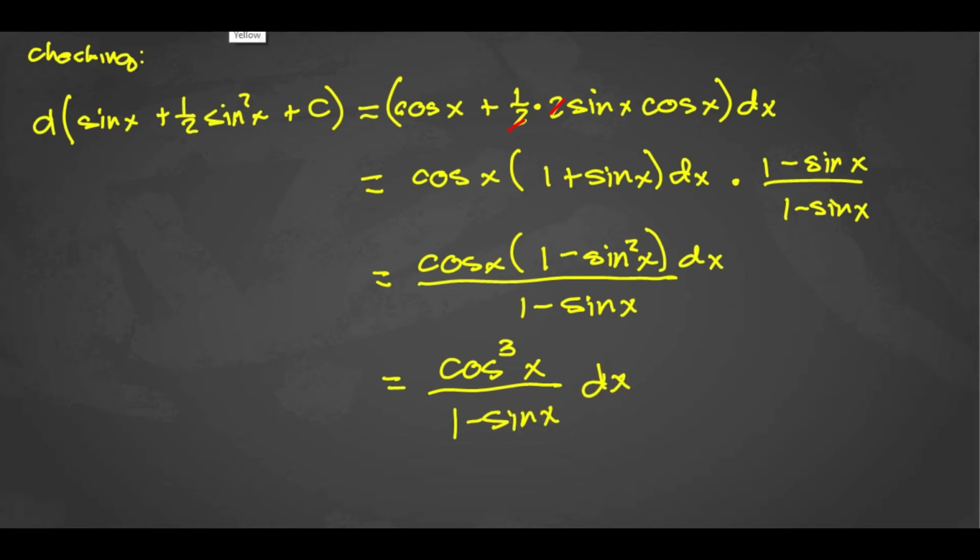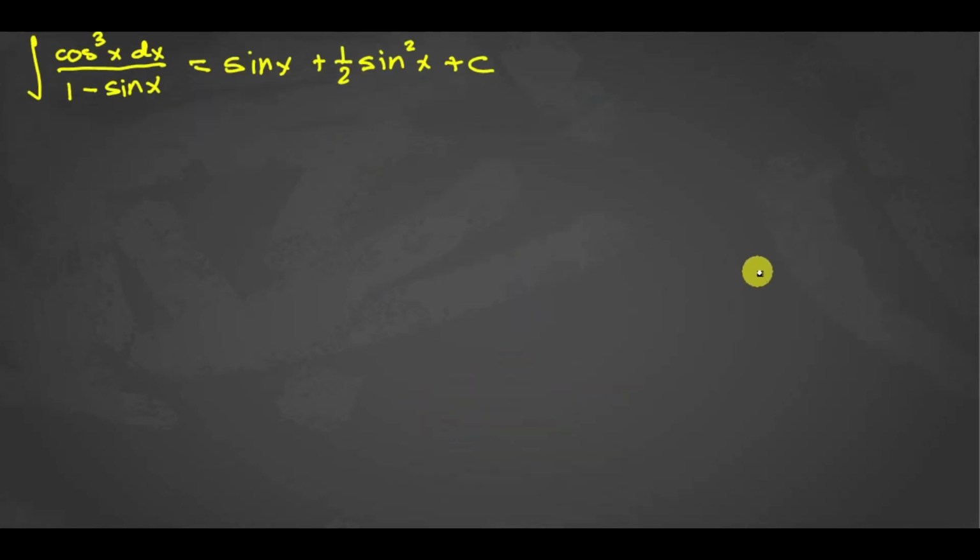So, our final answer is correct, since if we take the derivative of our answer, we will get back to our integral function, that is cos³x all over 1 - sin x. As I said earlier in this video, this kind of integral has 3 solutions for showing your final answer.